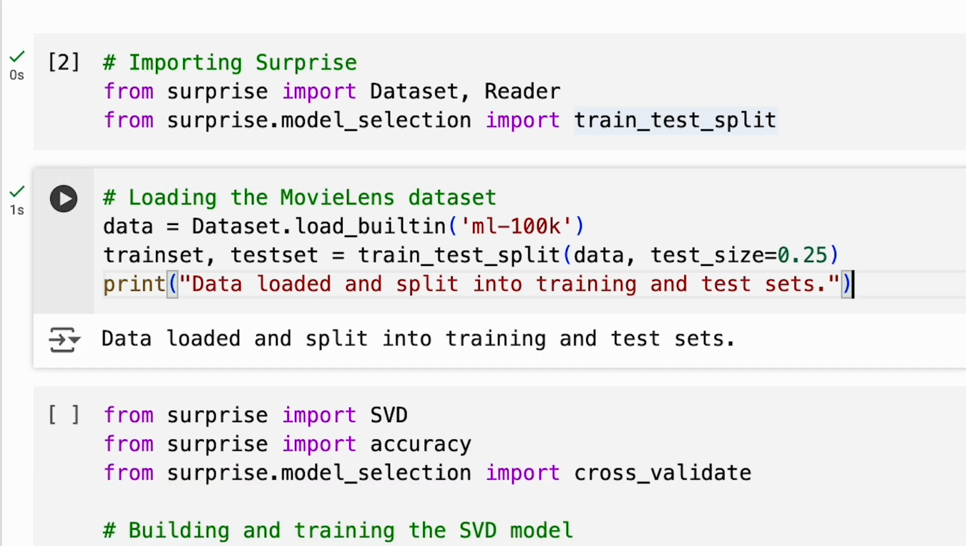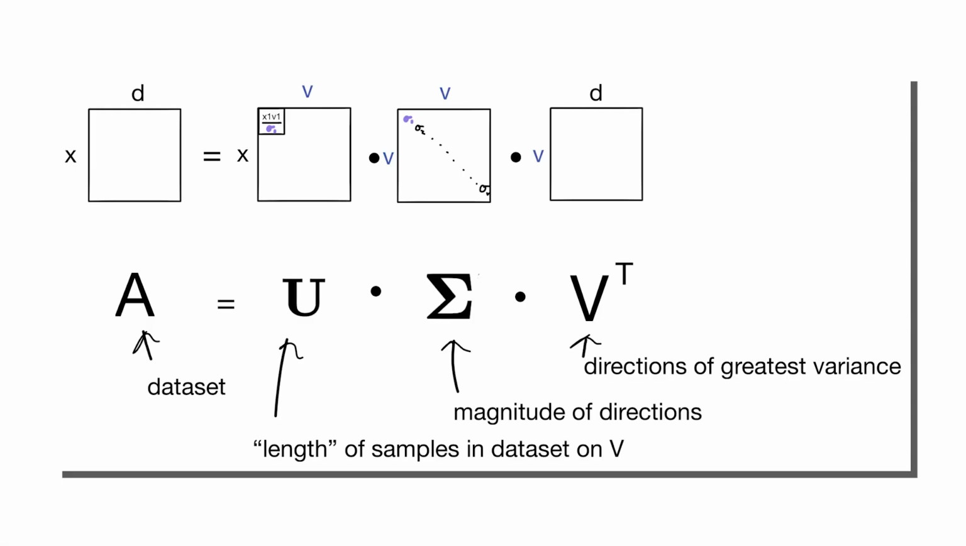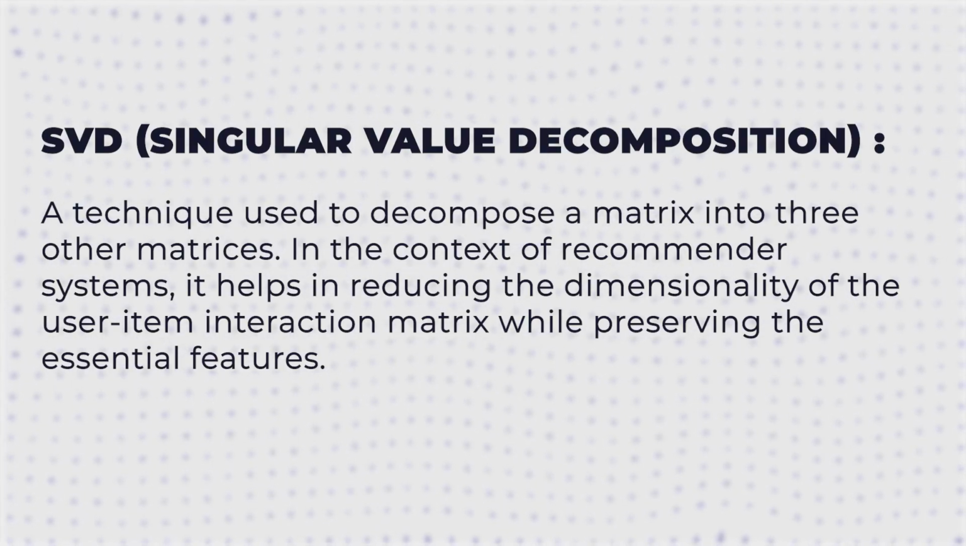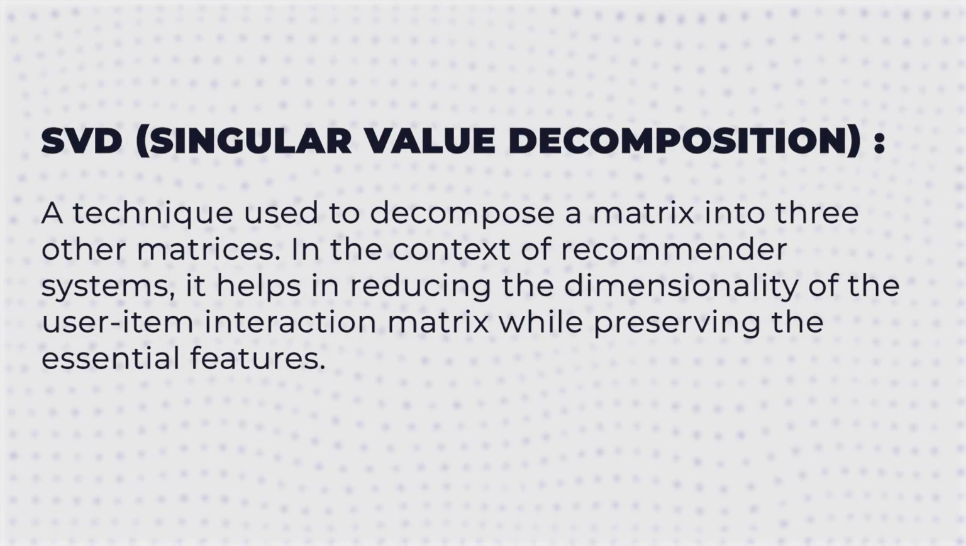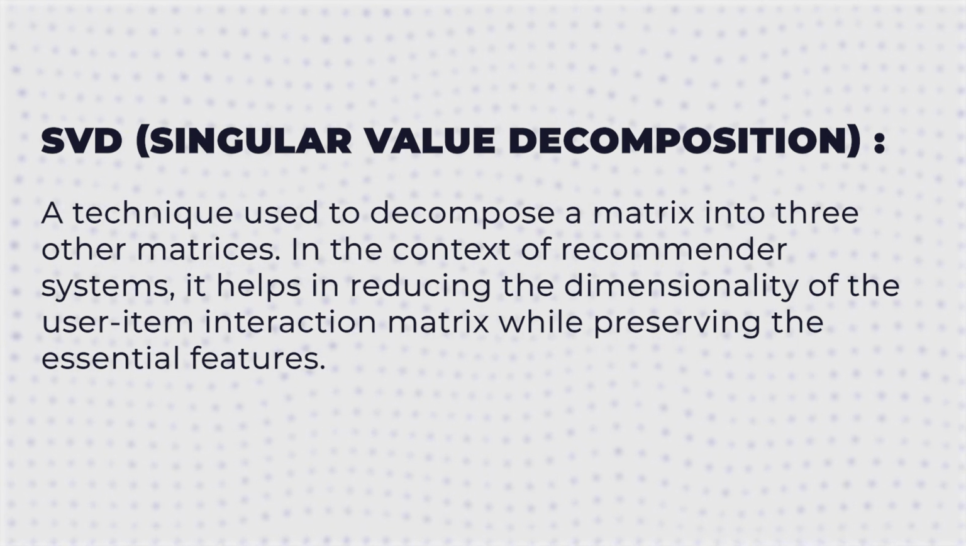We'll begin with building a collaborative filtering model using singular value decomposition, or SVD. SVD is a matrix factorization technique that's highly effective for collaborative filtering tasks. SVD, or singular value decomposition, is a technique used to decompose a matrix into three other matrices.